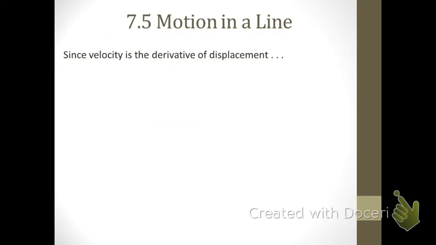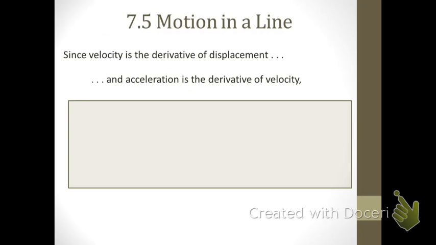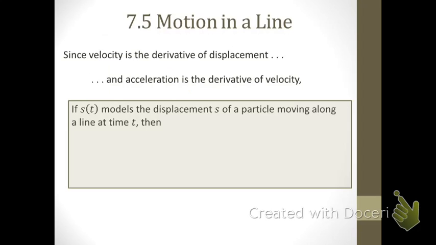I want to kind of string those last two thoughts together. Since velocity is the derivative of displacement and acceleration is the derivative of velocity, then if I define a displacement function s of t, a model of displacement, I can use that displacement function to find a velocity if I take the first derivative. S prime of t will give me the velocity of that particle that's in motion at a given time t.